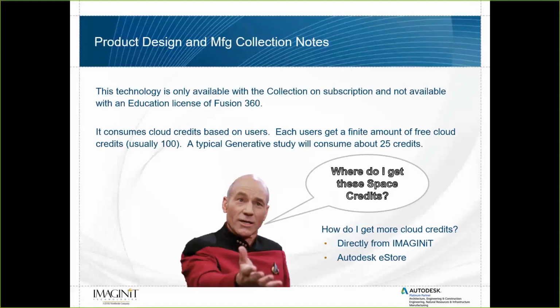But if you need to buy more, where do you get these things called cloud credits? I know it kind of sounded funny here. I thought, like, Star Trek has these things called credits and such, but it just seems kind of otherworldly a little bit. But how do you get more cloud credits? Well, you can buy them directly from IMAGINiT, or you can also get them from the Autodesk eStore if you find yourself running out of these things.